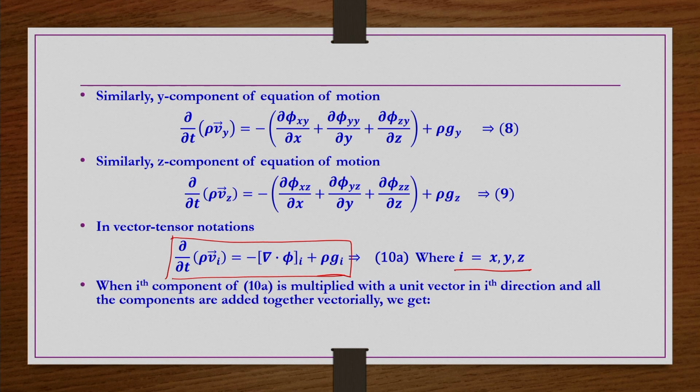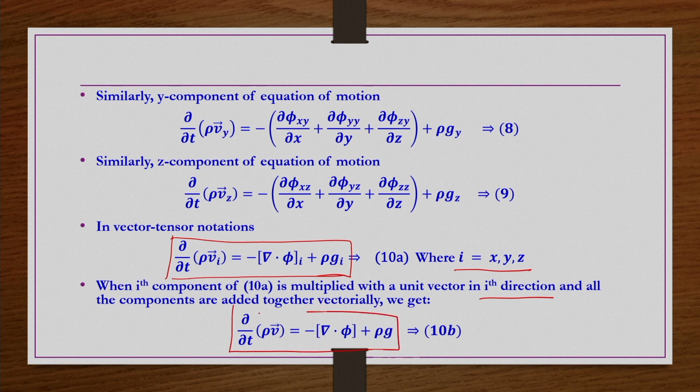Now, the ith component of equation number 10 is multiplied with a unit vector in the ith direction, and all the components are added together vectorially. Then we get this generalized equation: ∂/∂t of ρv is equal to minus del dot Φ plus ρg. Okay, this is what we get, right. This is again the generalized form of the momentum equation.